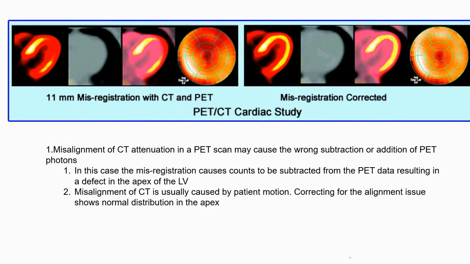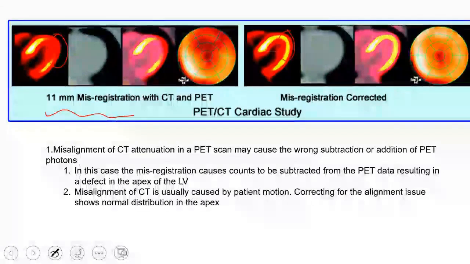For example, in this image, there is a misregistration of about 11 millimeters between the CT and PET scans. You can see here the myocardium, which is the area of the apex. When we performed registration or corrected the existing registration, the image returned to normal and this part became hyperactive again.